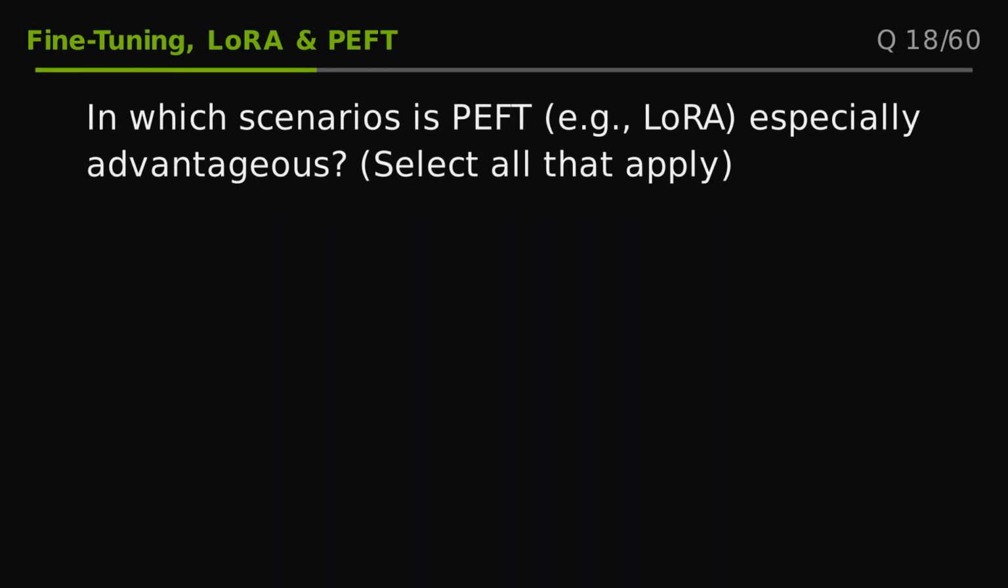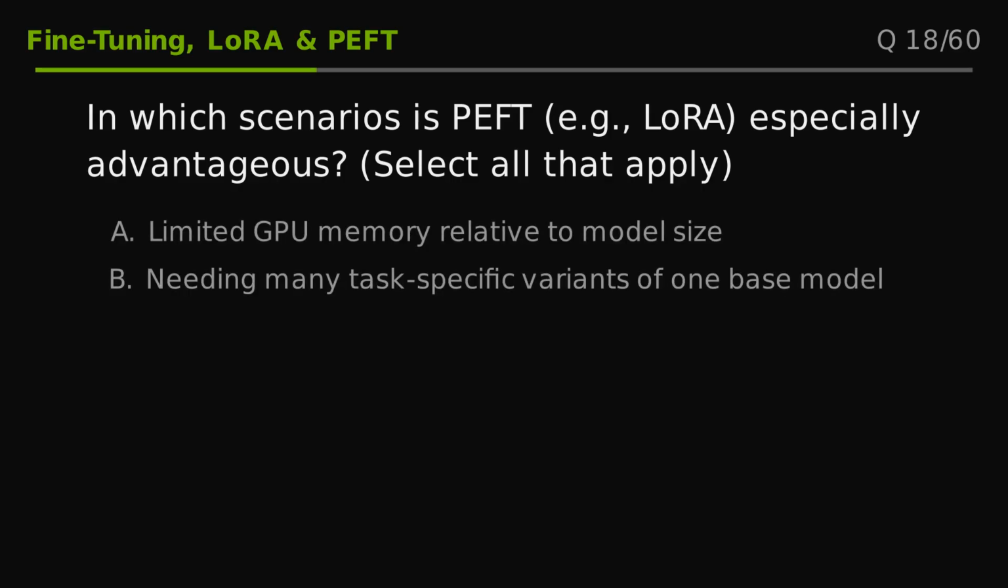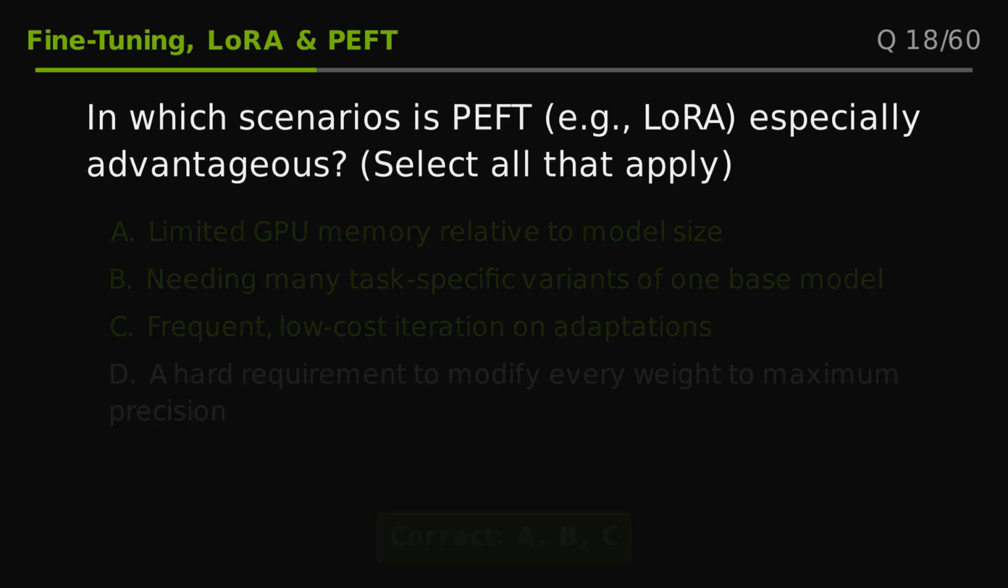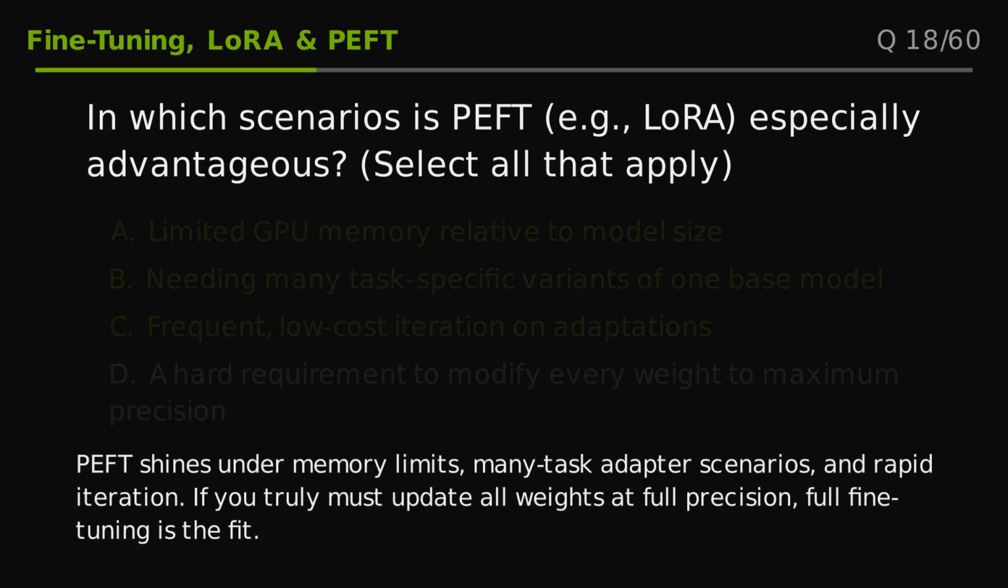Question 18. In which scenarios is PEFT, for example LoRA, especially advantageous? Select all that apply. Option A. Limited GPU memory relative to model size. Option B. Serving many task-specific variants of one base model. Option C. Frequent low-cost iteration on adaptations. Option D. A hard requirement to modify every weight at maximum precision. The correct answers are A, B, and C. LoRA shines under memory limits, many task adapter scenarios, and rapid iteration. If you truly must update all weights at full precision, full fine-tuning is the fit.